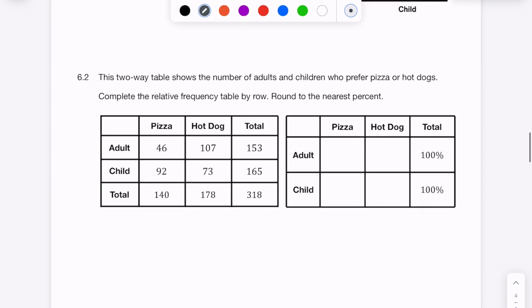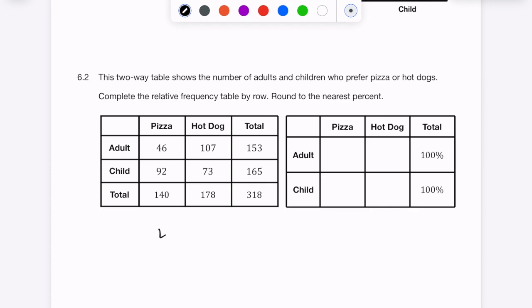6.2. This table shows the number of adults and children who prefer pizza or hot dogs. Complete the relative frequency table by row. Round to the nearest percent. Okay, so we are looking at, of the 153 total adults, what percent of them prefer pizza? And what percent of them prefer hot dogs? We're going to do it by row, so these are horizontal percentages.